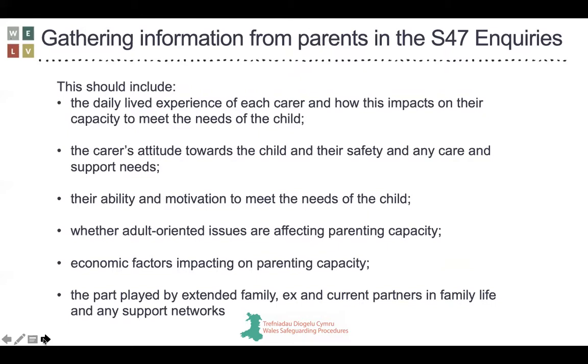Within the procedures, it states that the information that we should be seeking to gather from parents includes an understanding of the daily lived experience of each parent or carer and how this impacts on their capacity to meet the needs of the child. Their attitude towards the child and their safety and any care and support needs. Their ability and motivation as a parent or carer to meet the needs of the child, and to consider whether there are any adult-oriented issues that are affecting their parenting capacity. It may also be relevant to gather information about any economic factors impacting on parenting capacity, but also the part played by extended family, ex and current partners in family life, and any support networks.